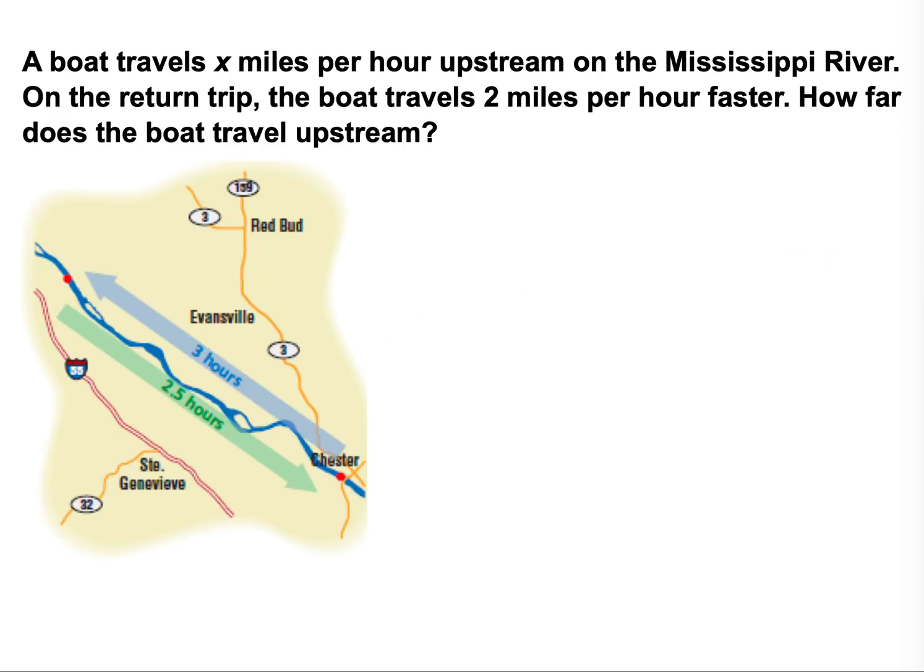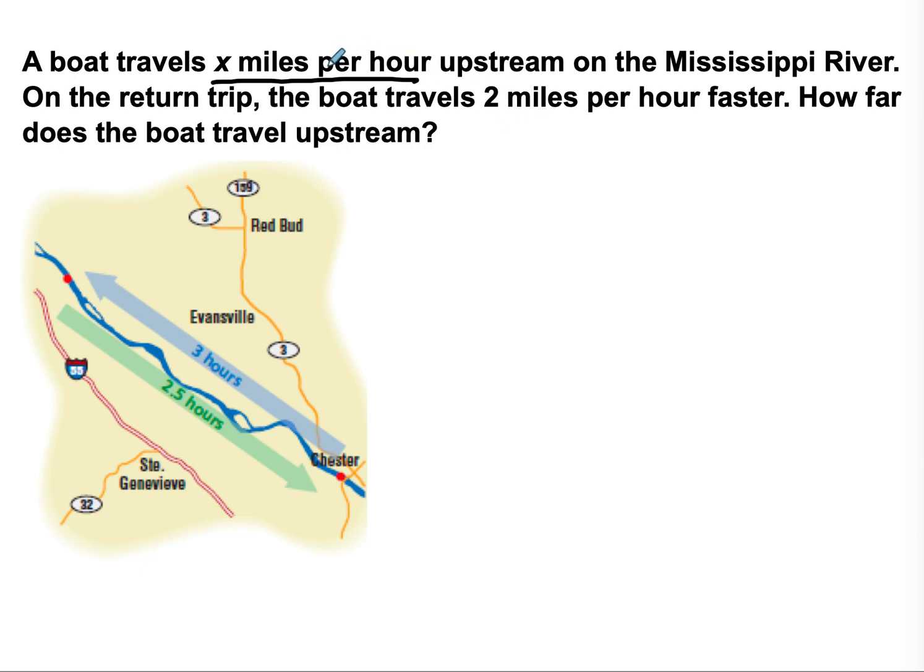All right. Let's take a look at our story problem here. A boat travels X miles per hour upstream on the Mississippi River. On the return trip, the boat travels 2 miles per hour faster. How far does the boat travel upstream? Okay, so we want to know how far it's traveling, and in order to figure that out, we need to calculate with its speed. Okay, so X miles per hour, that's what our variable is standing for.